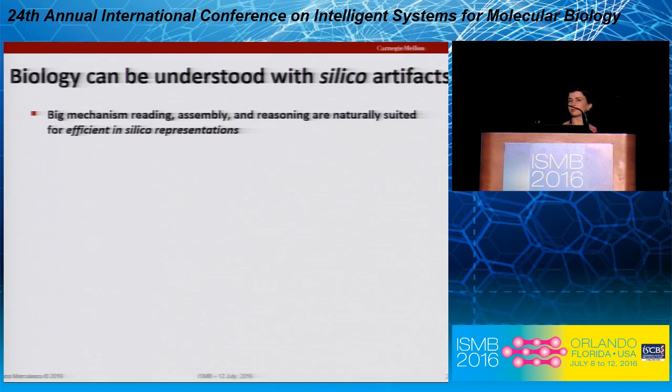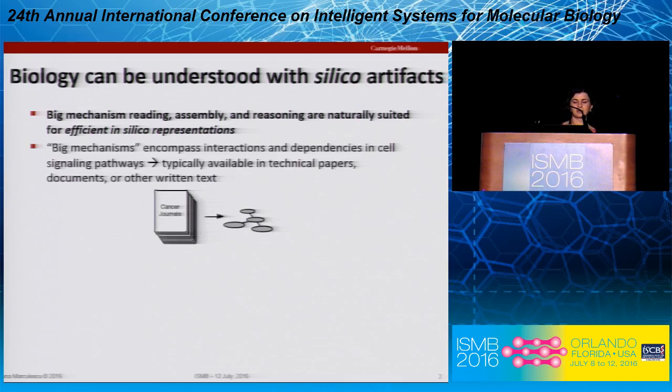This particular presentation looks at big mechanisms. So these are interactions and dependencies in cell signaling pathways. And typically these are available in technical papers, documents, or other written text, and typically they are extracted manually. So humans curate them and come up with all these dependencies, come up with hypotheses, and try to make sense of them and test these hypotheses in the lab.